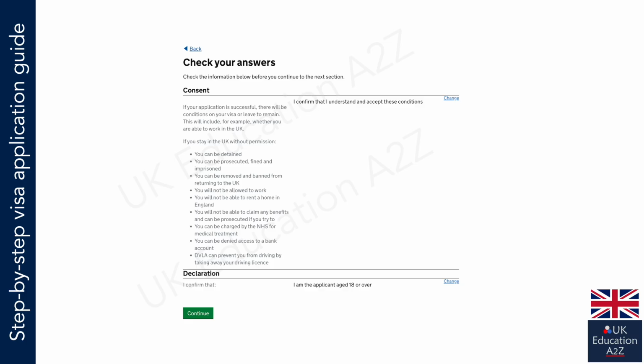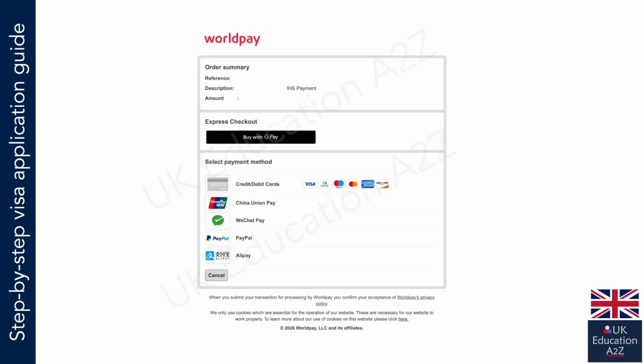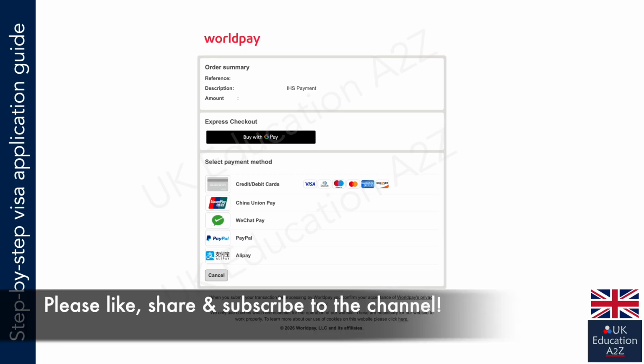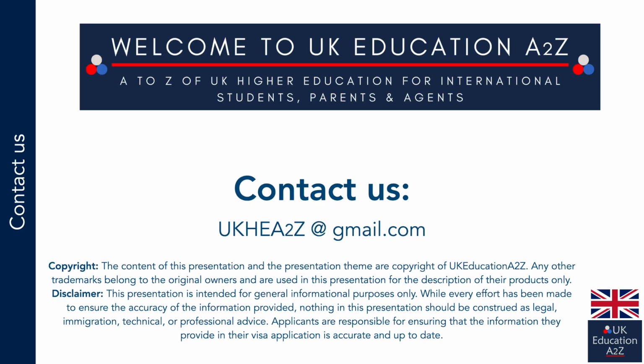You will then complete your payment for the immigration health surcharge and the visa application fee using one of the available payment methods. This will complete your online application. You will receive a confirmation email from UK Visa and Immigration with details of your application and instructions for the next steps, including biometric submission and identity verification. This is all I'm going to talk about in this presentation.